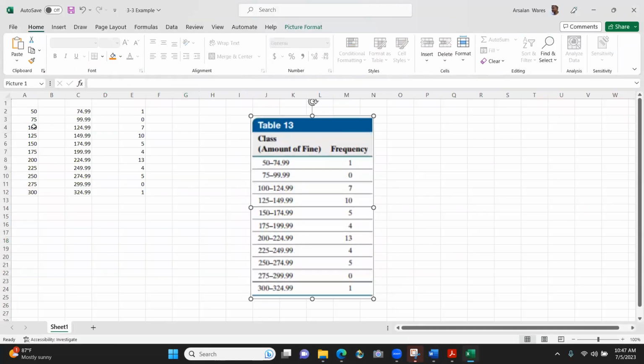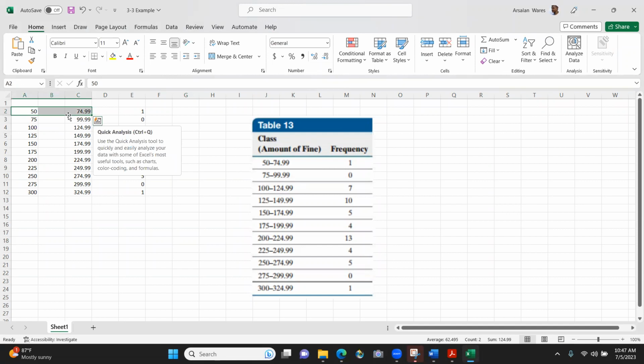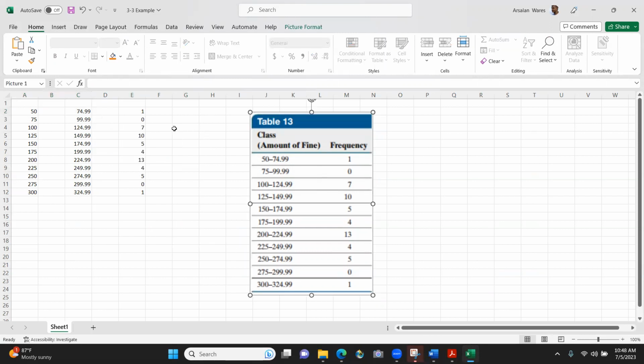Okay, this is the question. This is your range. Okay, 75, 100, 125, 150, 175, 200, 225, 250, 275, 300. Now, when you're doing something from MATLAB, you don't have to worry about it because you can download it, right? So it's not too bad. The frequencies are 1, 0, 7, 10, 5, 4, 13, 4, 5, 0, 1. Okay. We have to find, this is called the frequency. I'm going to write F. And this is called the midpoint. I'm just going to write M.